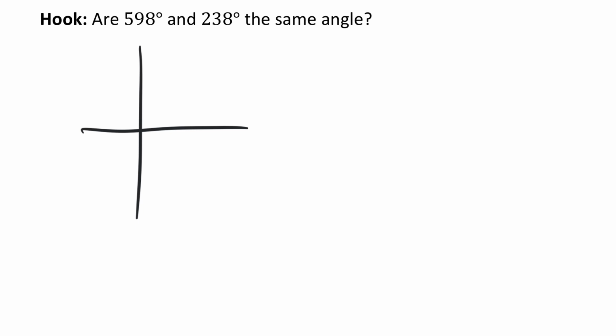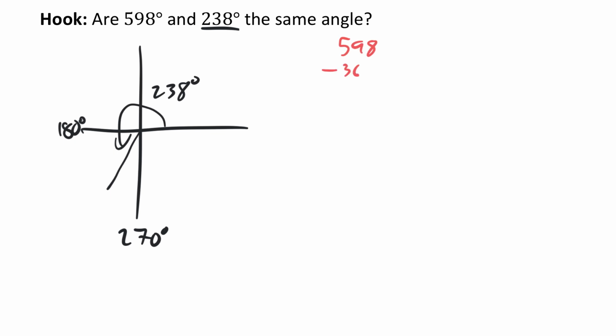238 would be, well, this is 270. This is 180, so kind of halfway between the two of them. Maybe about here. So that would be 238 degrees. And what about 596? Well, if we took 596 and subtracted 360 from it, we would get, oh, lo and behold, 238. Which means that it's going to be at the same place, but we have to go around one time before we land at the terminal arm.